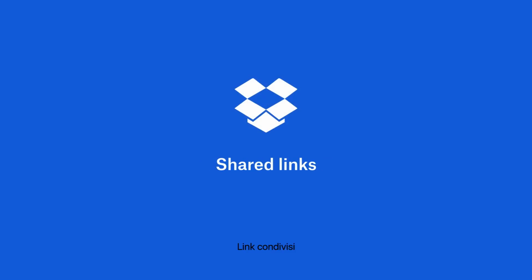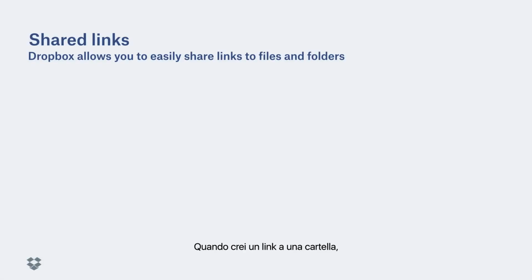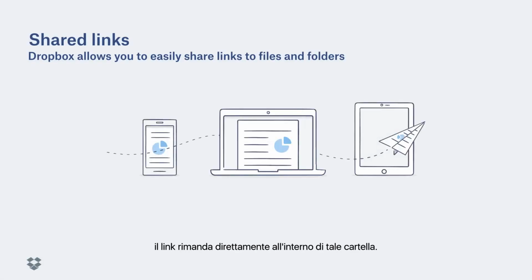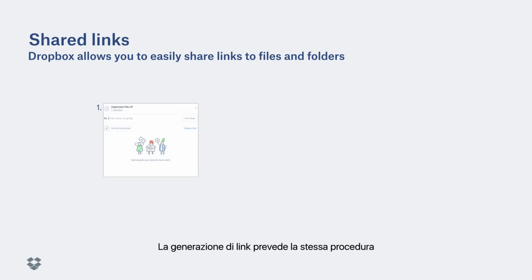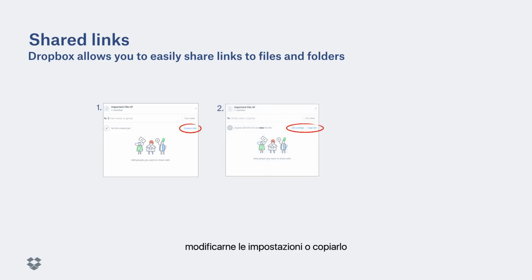Shared links. When you create a link to a folder, it will send everything within that folder. This is handy because a link is accessible by people who don't even have a Dropbox account. It's a great replacement for an email attachment, or think of it as a great FTP replacement as well. Generating links is the same process for both files and folders. After you create a link, you'll have the ability to change the link settings or to copy the link, so you can paste it in a text message or an email, for example.